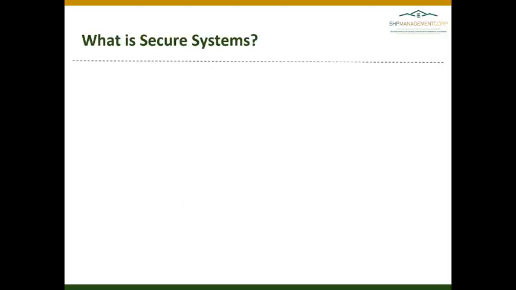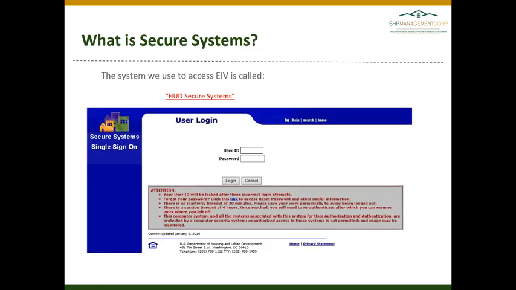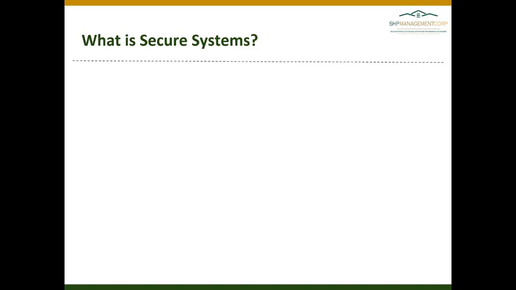What is Secure Systems? The system we use to access EIV is called HUD Secure Systems. Often we find staff members call Secure Systems simply EIV. However, if you navigate to the login page, you'll note on the left-hand side, it designates this as the Secure Systems Single Sign-On.